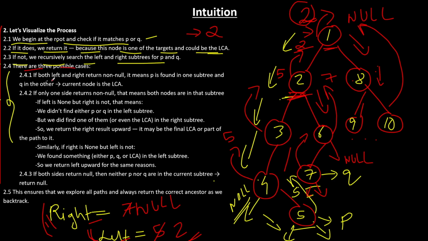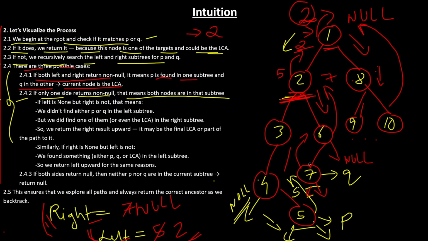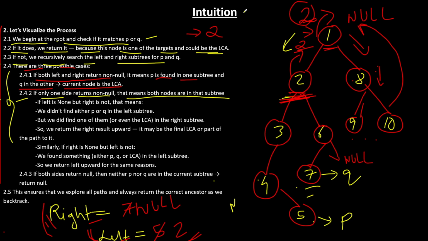Three possible cases. If both left and right return non-null values, which was the case here, it means that P is found in one subtree and Q is found in another subtree. So the current node is the LCA. Now, if one side returns a non-null value, that means both nodes are in that subtree. I think you understood how this is working. Let me clean this up to give you a summary of the intuition. So what does it say?